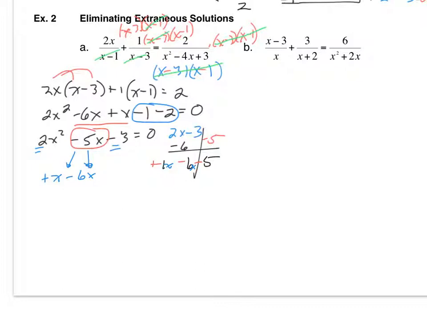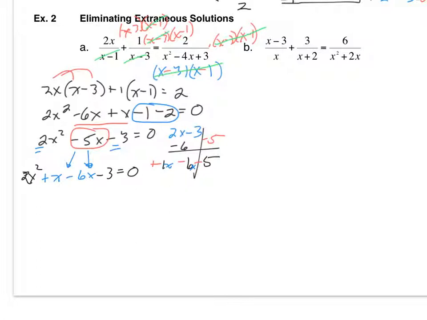Then bring down your bookends. Your bookends are 2x squared. Whoops. Oops. Oh, darn it. Okay, well, it's not going to fix itself now. So sad. 2x squared, and then a minus 3 equals 0.